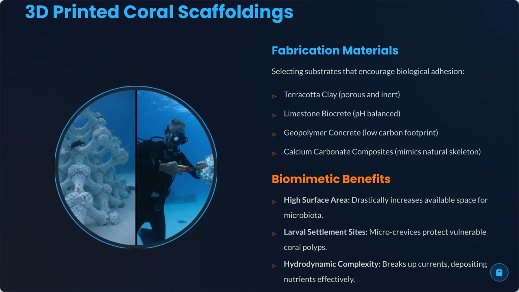For 3D printed coral scaffoldings, we select substrates that encourage biological adhesion, such as terracotta clay, limestone biocrete, geopolymer concrete, and calcium carbonate composites. The biomimetic benefits include a high surface area for microbiota, microcrevices for larval settlement sites, and hydrodynamic complexity that disperses nutrients effectively.